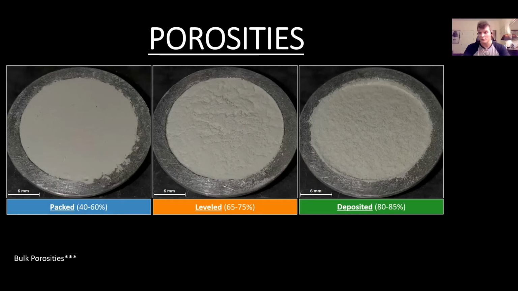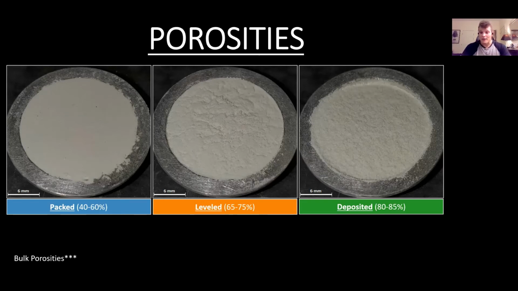We also have a leveled sample, which is an intermediate porosity. So this is, we pour it gently in there and then we simply level it with a straight edge right across the top. And you can kind of see that interesting pattern that it has there. That's due to that. And lastly is deposited. This is the most complicated to do.